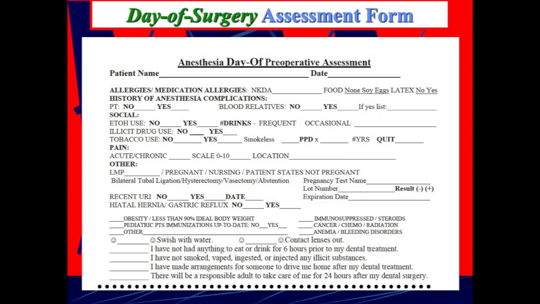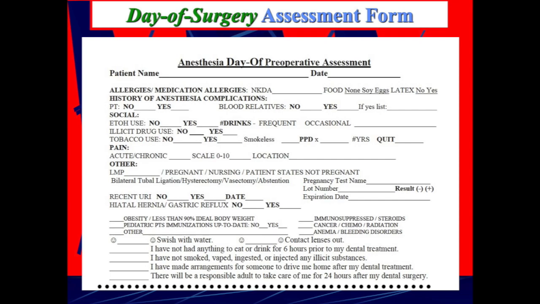NKDA is no known drug allergies, and we want to circle that and make sure the patient has that. I asked them if they're allergic to any foods, and I'm specifically concerned about soy or eggs because propofol, which I use a lot, is dissolved in either a soy base or an egg base. And it turns out that people are most allergic with eggs to the egg whites, and they're using the egg yolks to help get the propofol molecule to dissolve into a liquid.